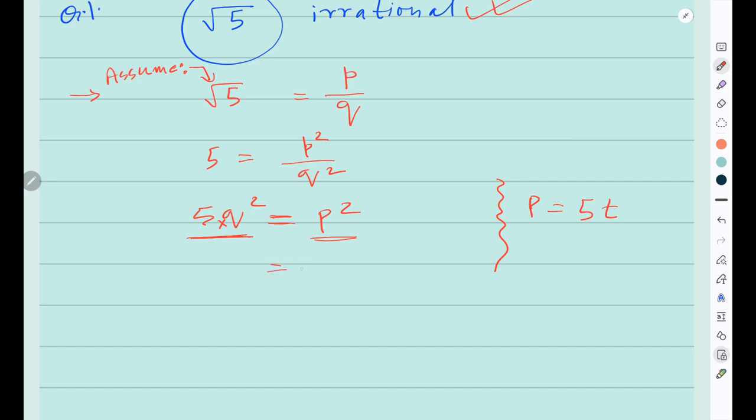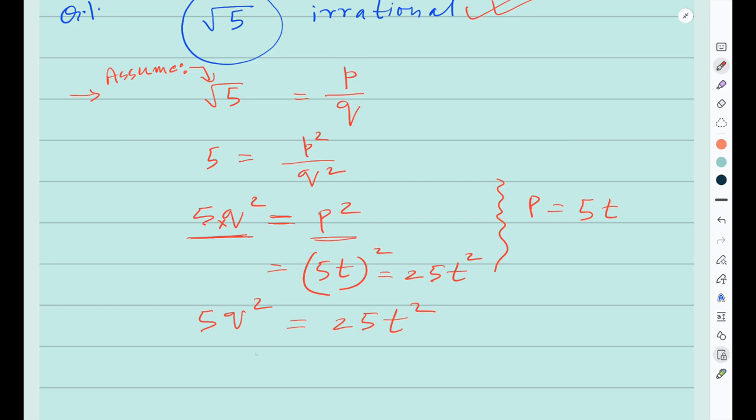Then we can write p as 5 t, and squaring it, it becomes 25 t square. Now what we see, 5q square is equal to 25 t square. That we can write, isn't it? Maybe just pause the video and look at it. You will understand, maybe by looking at it one or two times.